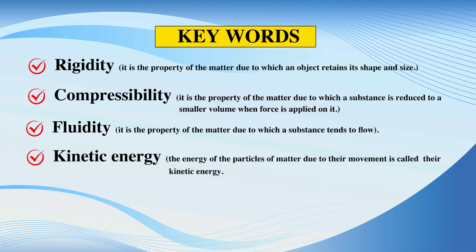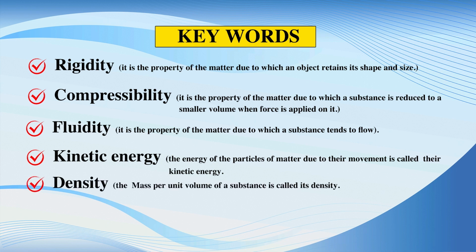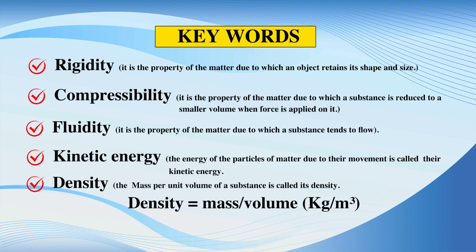Kinetic energy. The energy of the particles of matter due to their movement is called their kinetic energy. Density. The mass per unit volume of a substance is called its density. Or we can write it as density is equal to mass upon volume, and the SI unit of density is kilogram per cubic meter. Now, let us study the properties of the 3 states of matter in detail one by one.